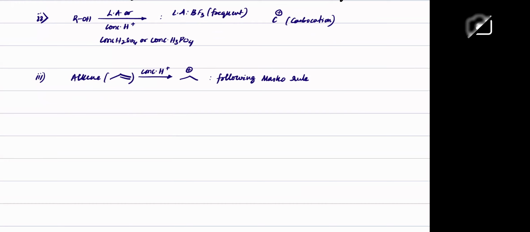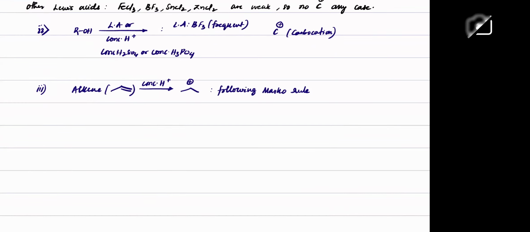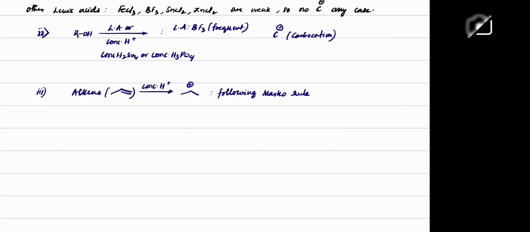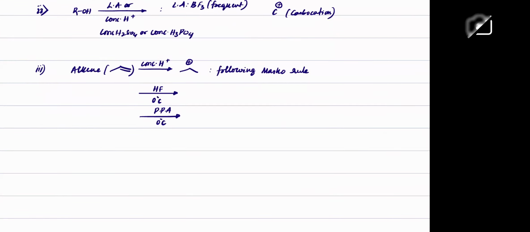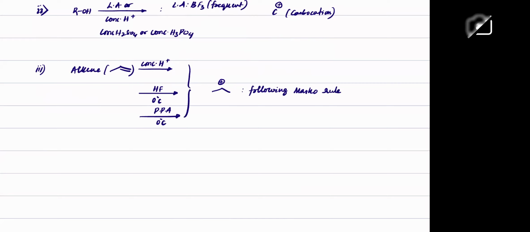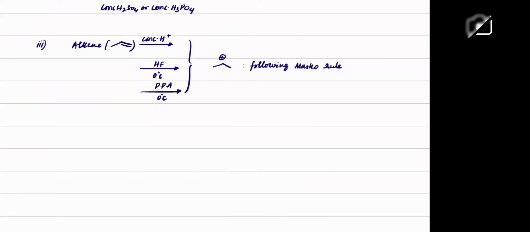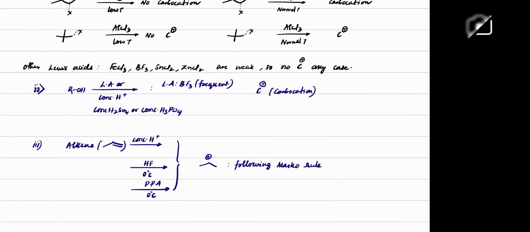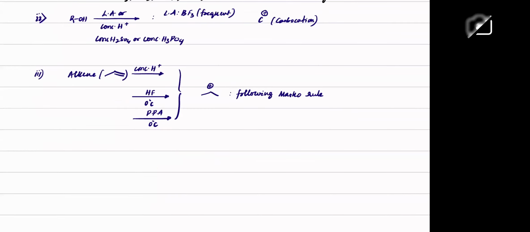Another place where this reaction can happen with alkenes is you can take HF at 0 degrees centigrade or PPA, polyphosphoric acid, at 0 degrees Celsius. They will also give you the same thing. Got it? So these are the places where you can actually prepare carbocations and hence make an ES reaction.